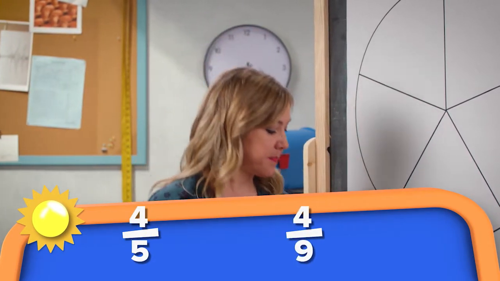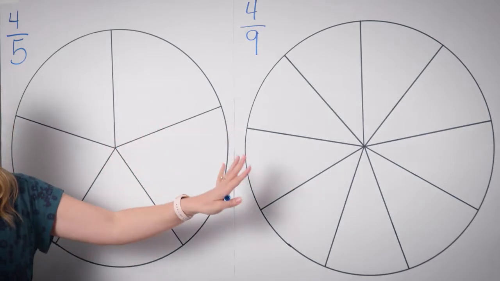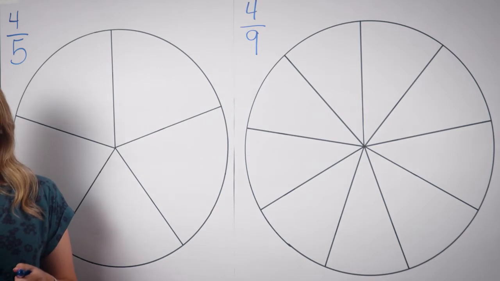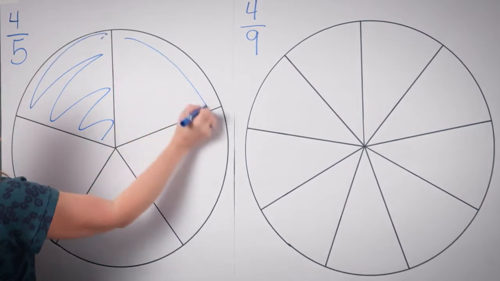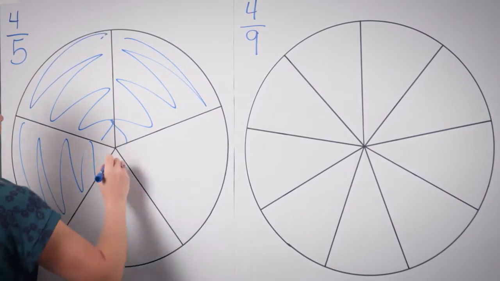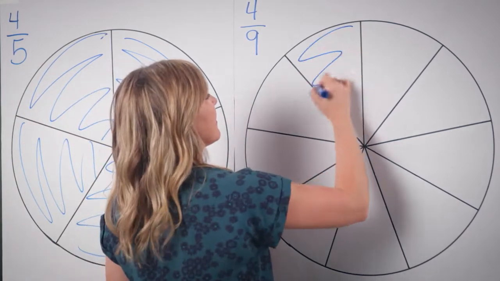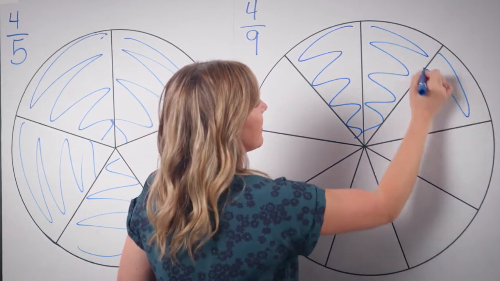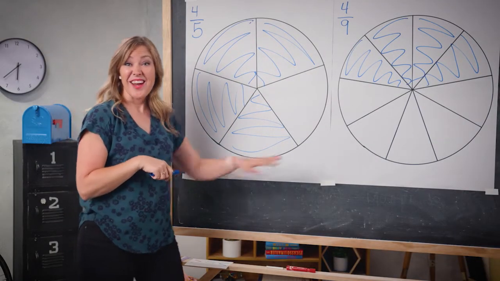Now let's look at area models to compare fractions with the same numerator but different denominators. We're comparing 4/5 and 4/9. The first circle is divided into fifths, and the second circle is divided into ninths. And in both circles, we're going to shade 4 parts of the whole circle. So let's compare. This will be 4 out of 5. That's a lot. And this will be 4 out of 9. Not nearly as much, is it?